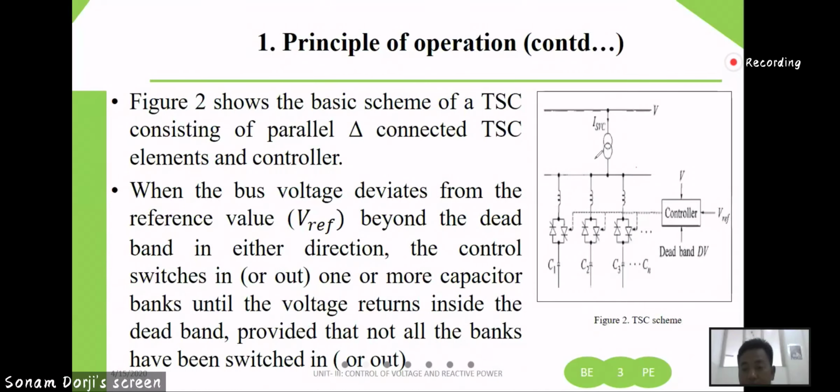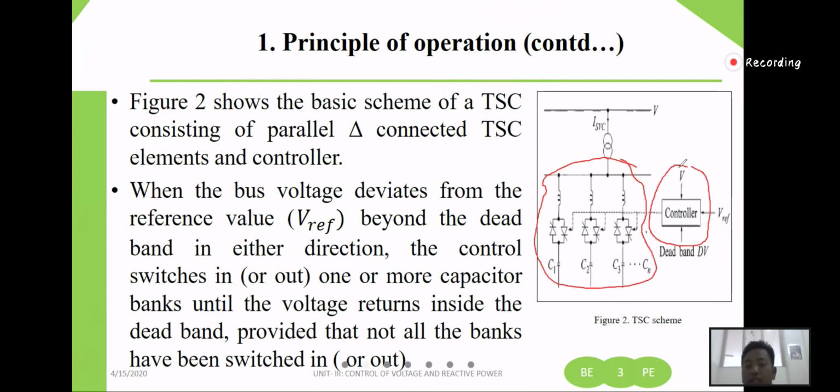So which means actually this is a TSC, and you know the function of L and all the switches. Now this is a controller. Why do we need a controller? We have to give a command to fire or switch on this thyristor. So that's why we need a controller.